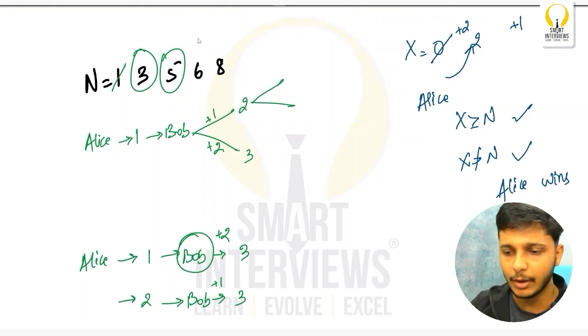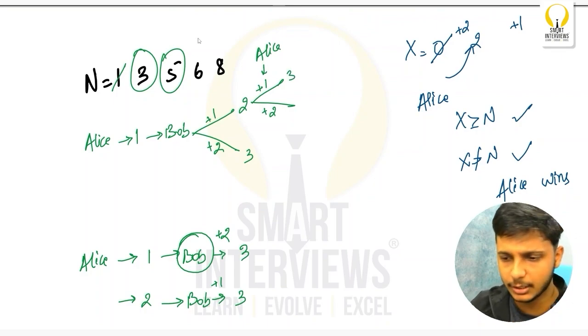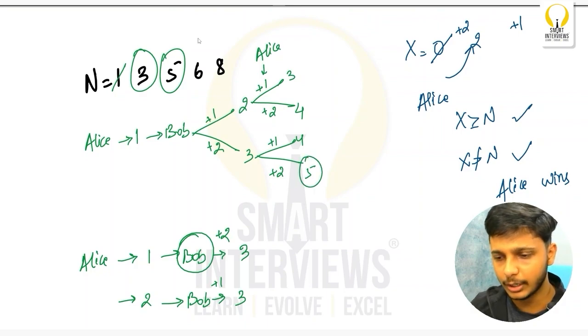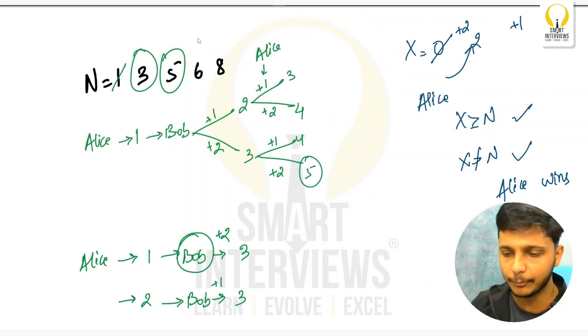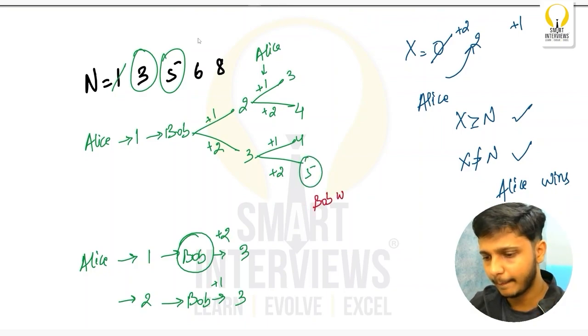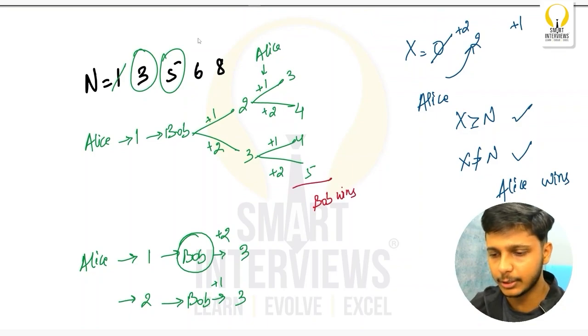Now Alice has 2 options. This is for Alice. Alice can make plus 1 or plus 2. If we make plus 1, it is 3, and if we take plus 2, it is 4, right? And same here, plus 1 is 4, plus 2 is 5. So here, see, directly Bob wins. Okay, so we can leave this part.